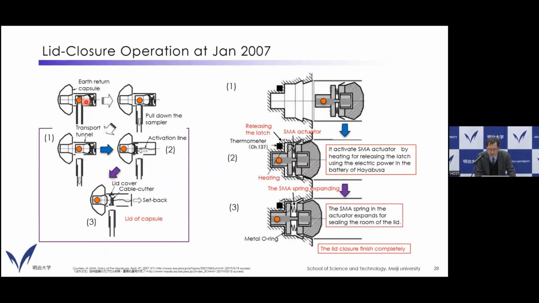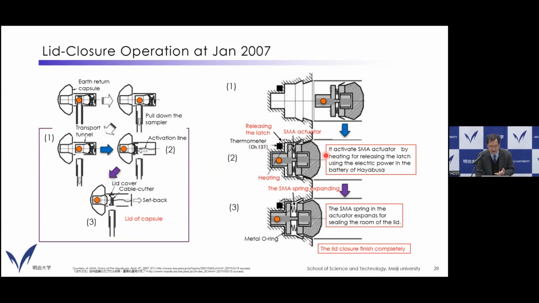So we have to push the lid with the sample from the device to the capsule. So we start the operation, pull down the sample, and then push here. So the sample is now in the capsule. This figure shows a magnified view of the capsule.